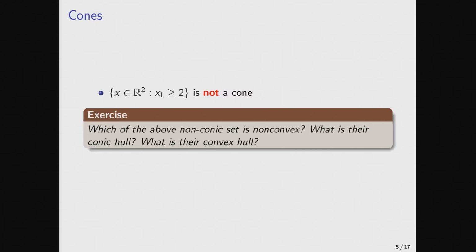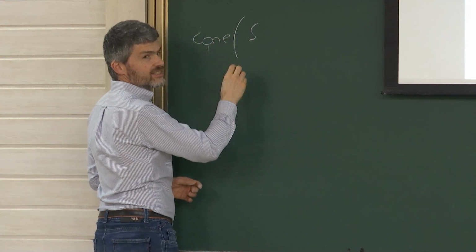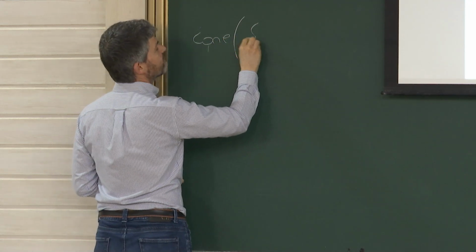So this set that was not a cone, that set is in fact convex, although it's not a cone. What is the conic hull of this set and what is the convex hull of this set? The convex hull is easy, it's just the set itself because the set itself is convex. The conic hull is what? So the conic hull of only that, this is tricky.